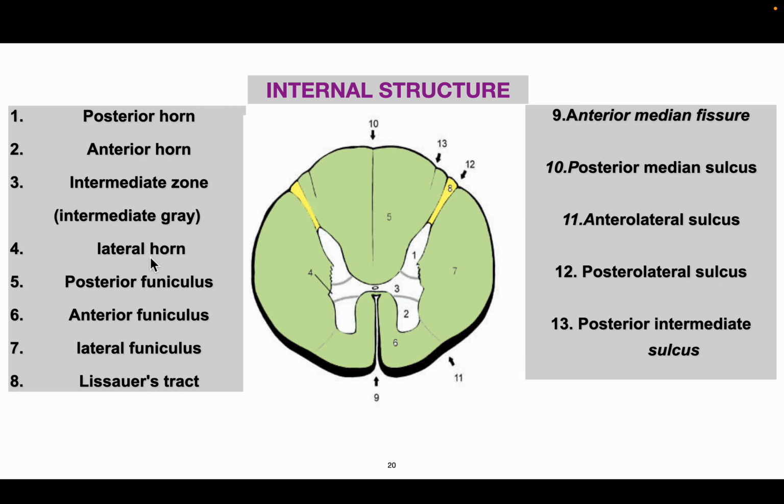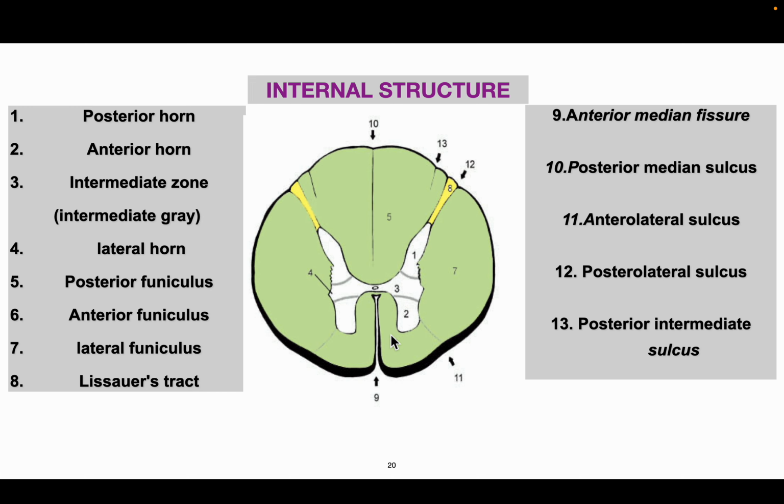So this is the whole internal structure of the spinal cord. It has the posterior horn, you can see number 1. It has the anterior horn, the intermediate zone or intermediate gray column, then the lateral horn, then the posterior funiculus, which is the posterior column, then the anterior funiculus or anterior column, then the lateral funiculus or lateral column, then the tract of Lissauer. The tract of Lissauer is formed when the fibers entering the spinal cord ascend or descend for some distance. Those intersegmental neurons, ascending or descending, form the tract of Lissauer.